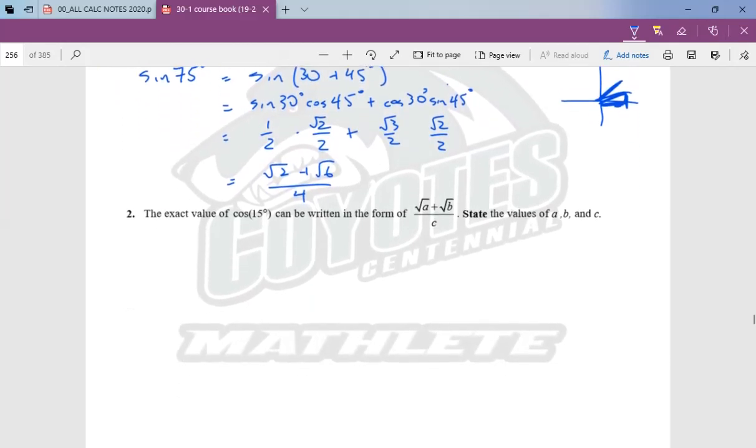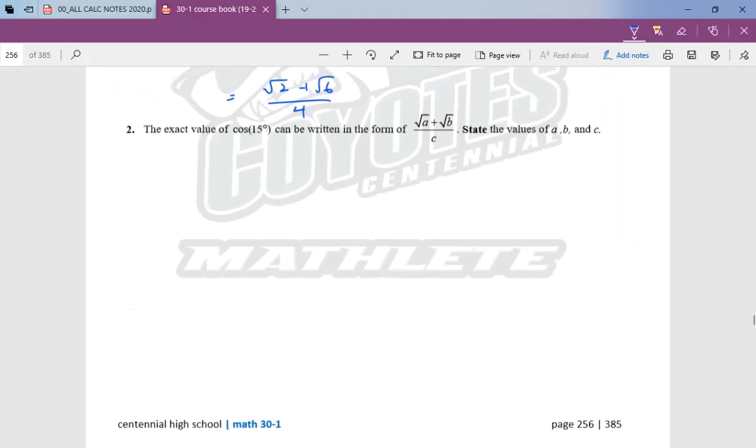Question number 2. The exact value of cos 15 can be written in the form of a plus root b over c. So here it's giving us the form of what our answer should look like. This is a bit of a roadmap of what you should be able to simplify it to, and then once we get it simplified, you answer A, B, and C. Make sure that we state what A, B, and C are equal to. This would easily be set up on a diploma exam like a numerical response question, where it asks you to put A, B, and C in the first 3 boxes.